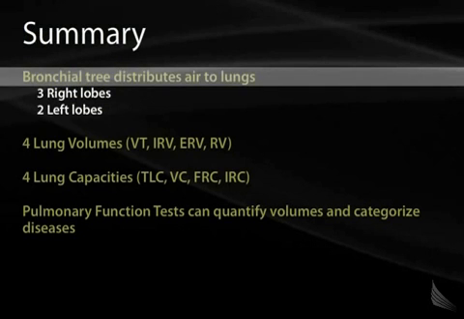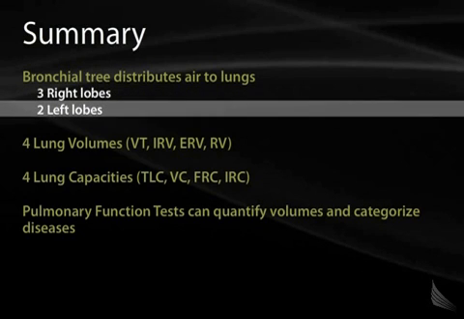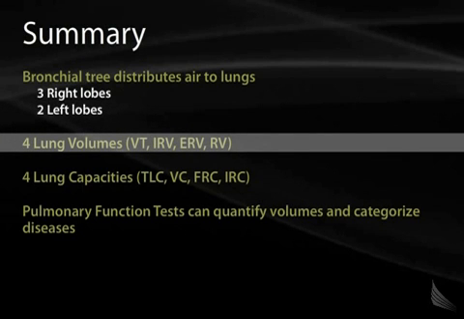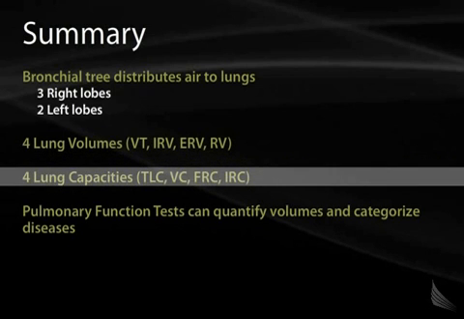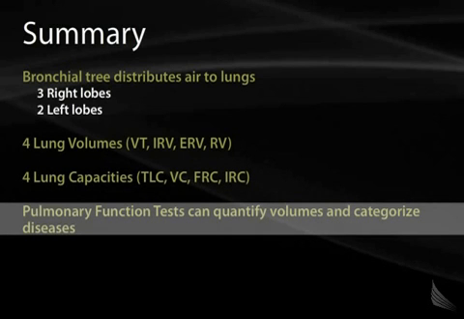Just to review some stuff from earlier, the bronchial tree distributes air to the lungs. 3 lobes on the right, right upper, right middle, right lower. 2 lobes on the left, just left upper and left lower. There are 4 lung volumes, of which the important ones are tidal volume and residual volume. There are 4 lung capacities. Of those, the important ones that I really want you to remember are total lung capacity, vital capacity, and functional residual capacity, or FRC. And pulmonary function tests really can help us to define these lung volumes and to categorize diseases.